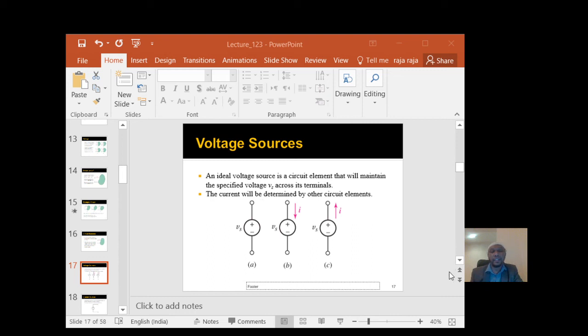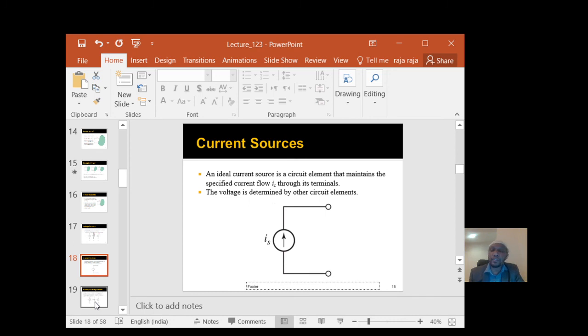Okay, the next one, the current source. So in electricity we have two major sources, voltage source and current source. So what is the shape of the current source? You see the diagram here, they give you one circle with one arrow mark. If the arrow mark is up or down, this depends upon the current direction. So here they say standard up.